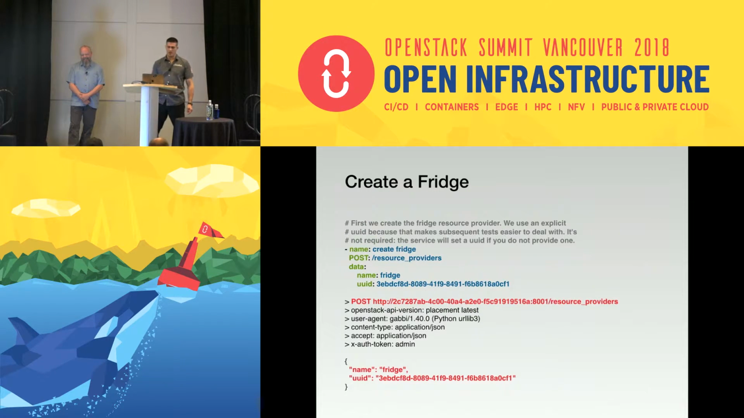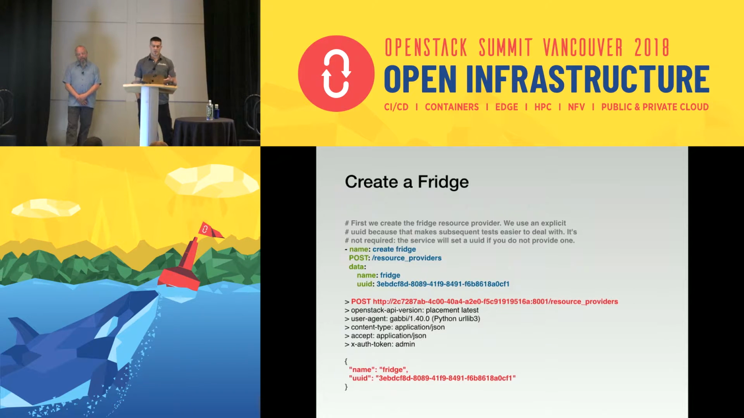Top of this slide here, you can see what a single request looks like. For those of you who are familiar with what an HTTP REST API looks like, this should be fairly intuitive. So I've given my test a name, and then I've said I want to post to a URI called /resource_providers, and then I'm going to associate a data payload with it, right?